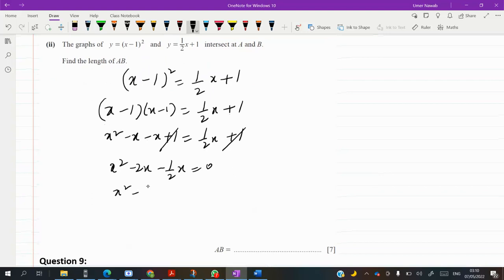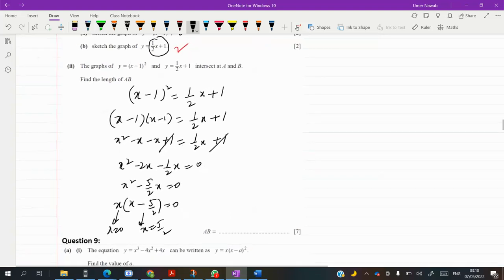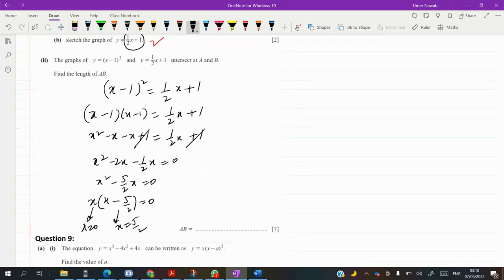So x squared minus 5 over 2 x is equal to 0. Take x common, so x times (x minus 5 over 2) is equal to 0. So this gives you x is equal to 0 and this gives you x is equal to 5 over 2. So these are the x values. I want to get the y coordinates also.